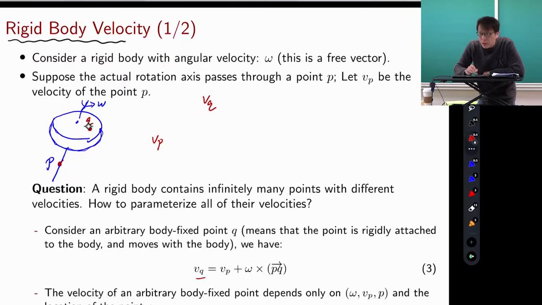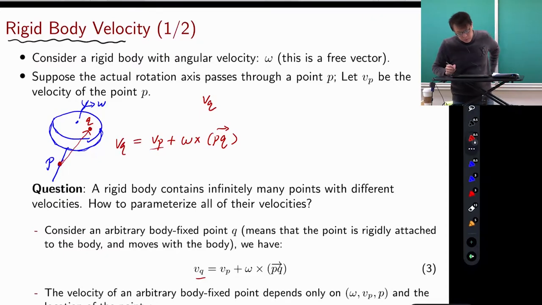I want to ask about the linear velocity of an arbitrary point on the body. This linear velocity can be represented by Vp, the reference point velocity, plus what? This is omega cross pq, this vector. That's basic physics, and I think everyone can accept that. So Vq equals Vp plus omega cross pq.